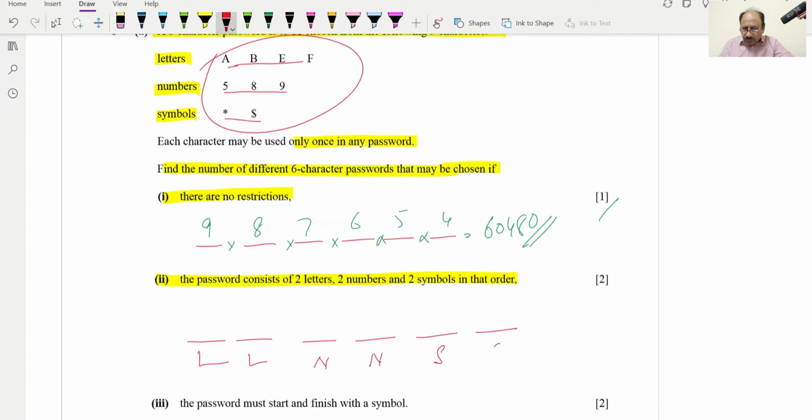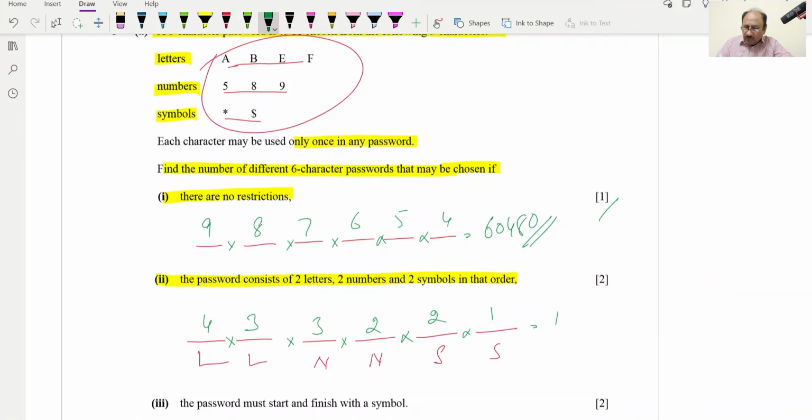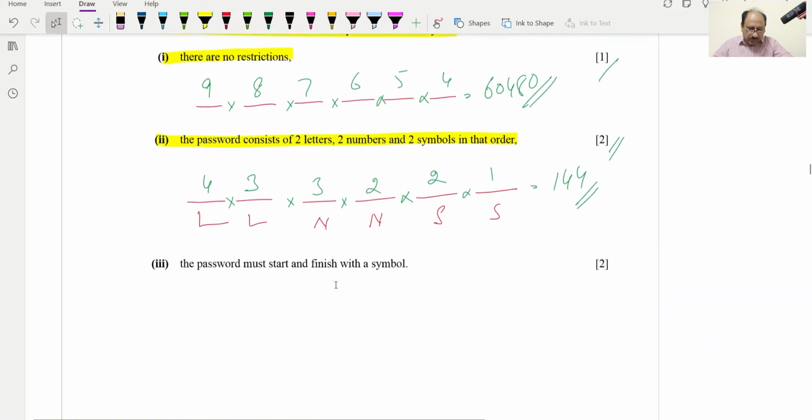This will be symbol. To choose a letter from 4, we will have 4 options, and for the second one it will be 3 options, and from numbers it will be 3 options and 2 options, and from symbols it will be 2 and 1. We multiply to get the answer: 4 into 3 into 3 into 2 into 2 into 1 is equal to 144. So 144 will be the final answer. This is the 2 marks part.